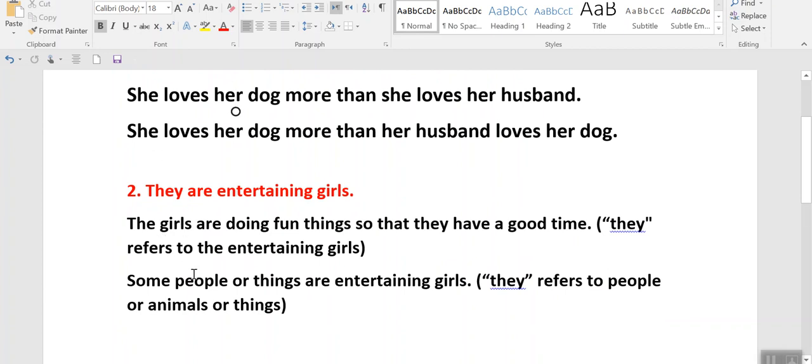See, another example here. They are entertaining girls. They are entertaining girls. This surface structure has two underlying interpretations. When the girls are doing fun things so that they have a good time, here, between brackets, they refers to the entertaining girls. They are entertaining girls. The girls are entertaining. They are doing fun things, so they have a good time. So they are entertaining girls.